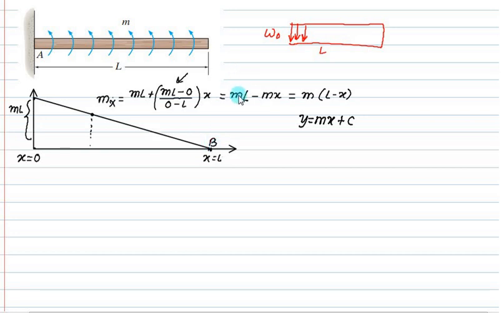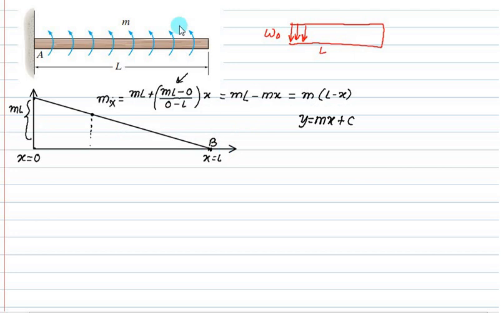So this is ml plus ml minus multiplied by l. ll cancel, and this minus will make the sign equal to minus m into x. M is common, so l minus x. This equation is correct, because if you put x equal to 0 at point A, you get mx equal to ml. At point B, if you put x equal to L, you will get the bending moment equal to 0.